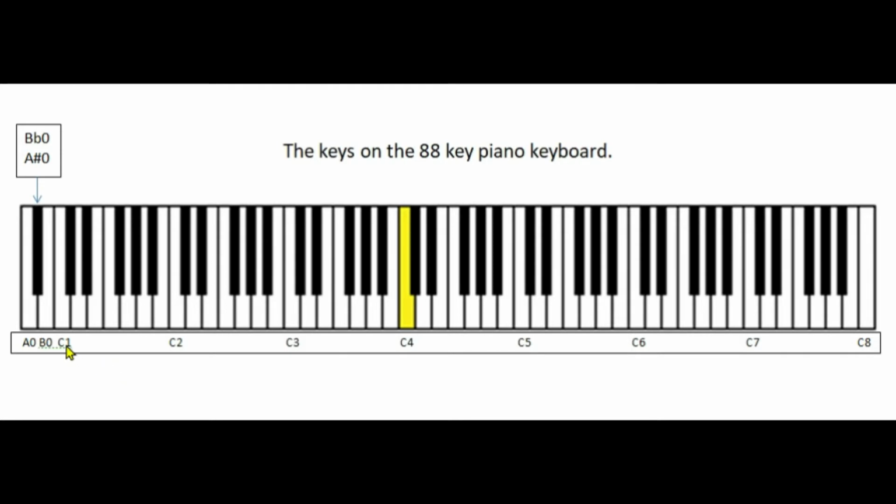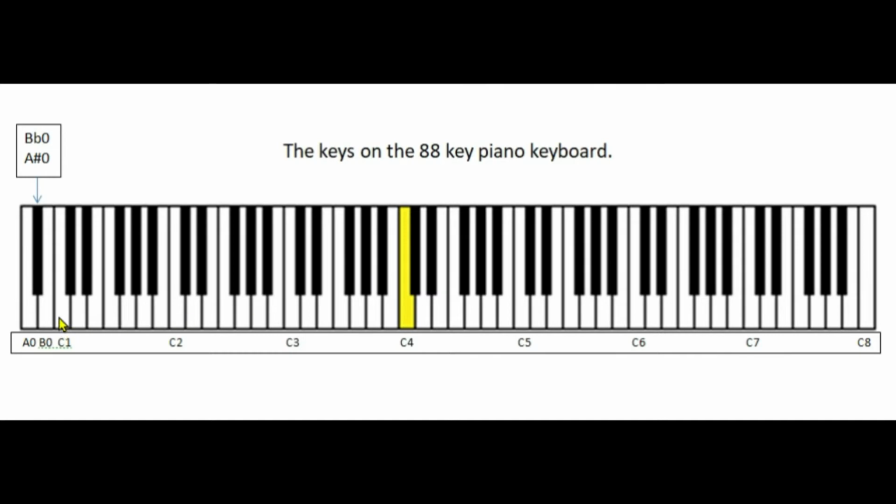C1 is located here. This would be D1, then E1, then F1, all the way up to B1. And then C2 starts here, D2, E2, A2, B2, then C3 starts here. The same would be true for most of the flats and sharps. G4 is here, G sharp 4 is located here. A3 is located here, A flat 3 is located there.